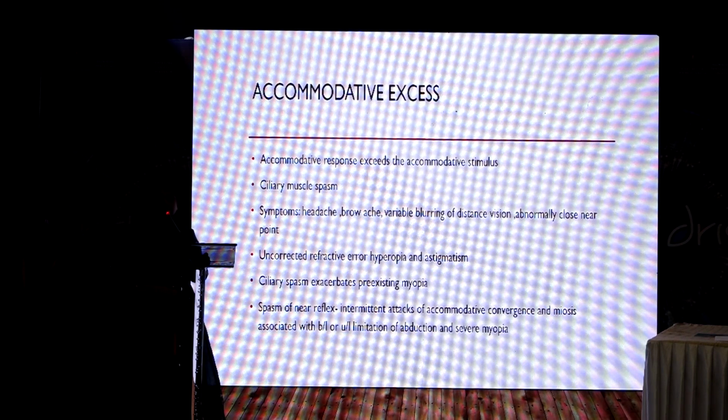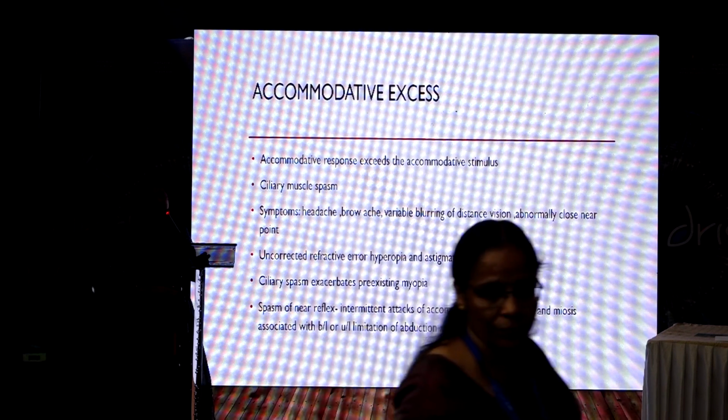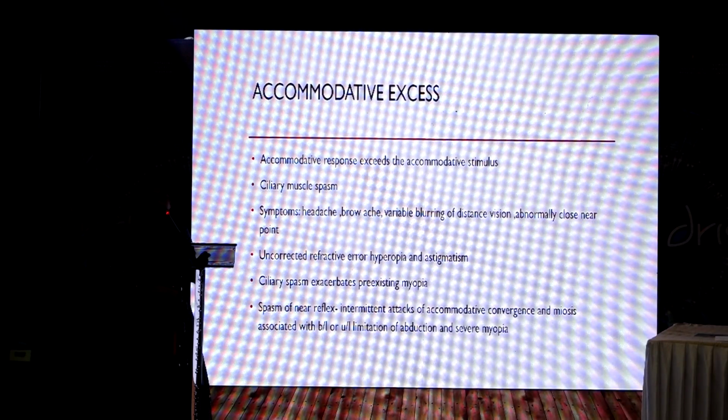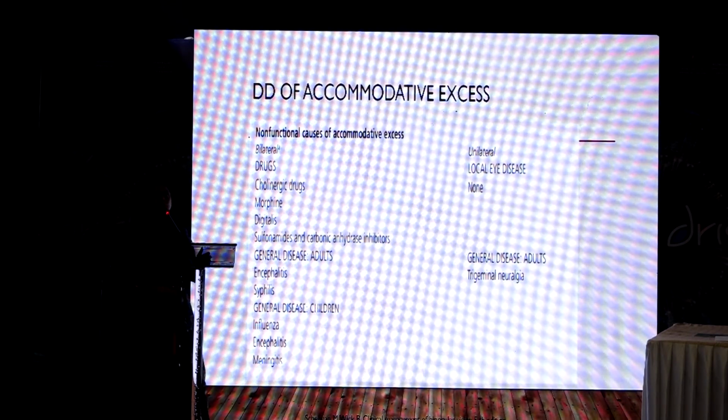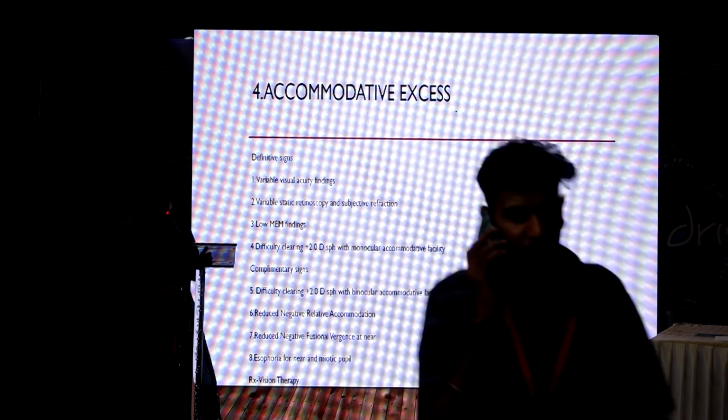Now we come to the fourth and the final one, that is accommodative excess. In this particular condition, the accommodative response exceeds the accommodative stimulus. An uncorrected refractive error and hyperopia can sometimes precipitate this, and ciliary spasm sometimes causes increase in myopia, that is called pseudomyopia. Sometimes a dramatic presentation with intermittent attacks of accommodative convergence and miosis can occur, that is called spasm of the near reflex. In this particular case also, you see that there are a group of systemic conditions which can mimic this, and they need to be definitely ruled out before you go into the definitive diagnosis.